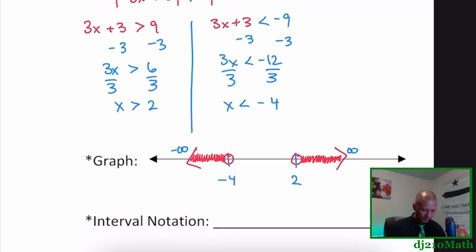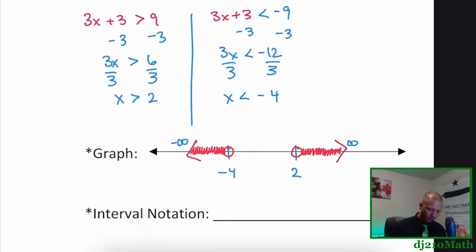So when we do our interval notation, we grab all of the numerical values: negative infinity, -4. Negative infinity gets the parentheses. -4 is going to get parentheses because it's an open circle. 2 to infinity, again, parentheses, open circle. Infinity gets parentheses always. And it's two different pieces. So we are unioning them together with a U.